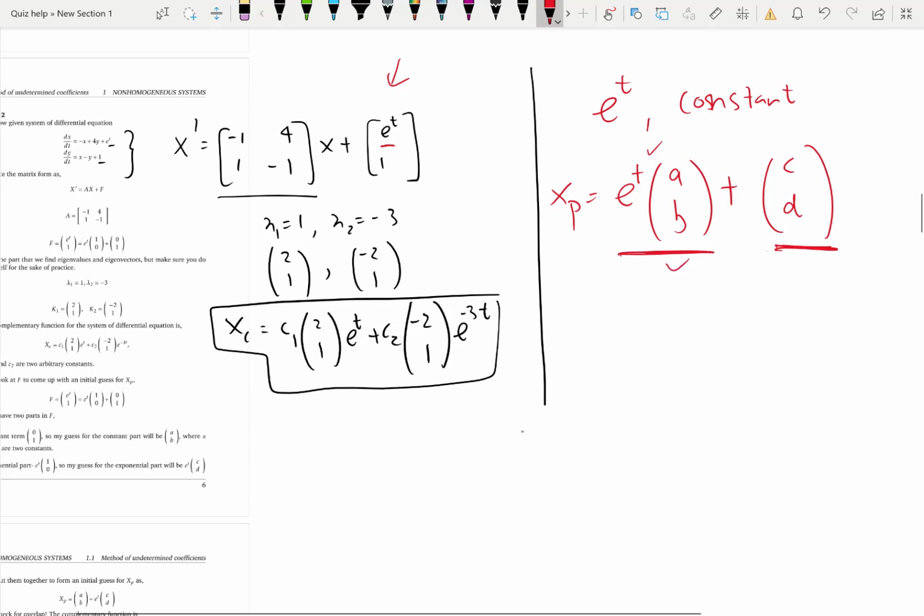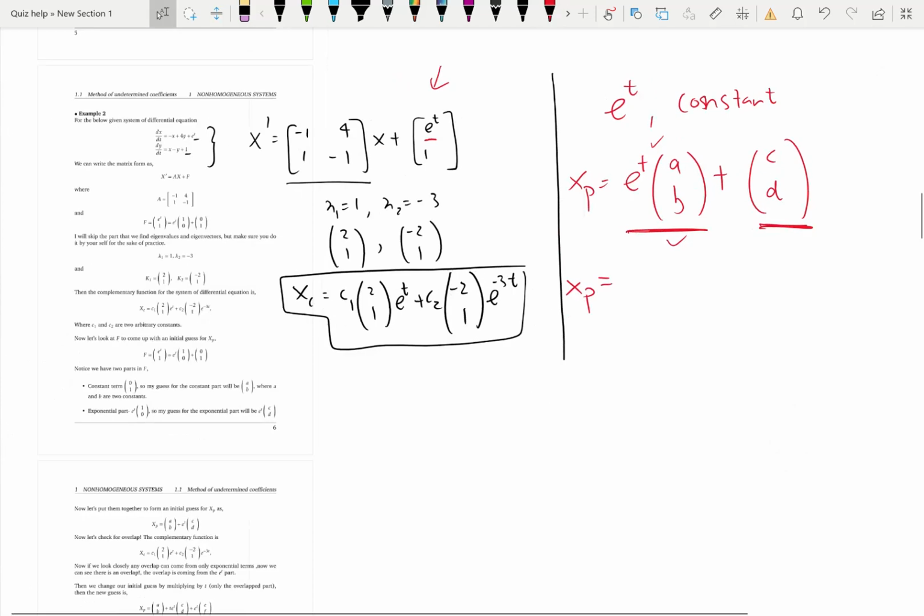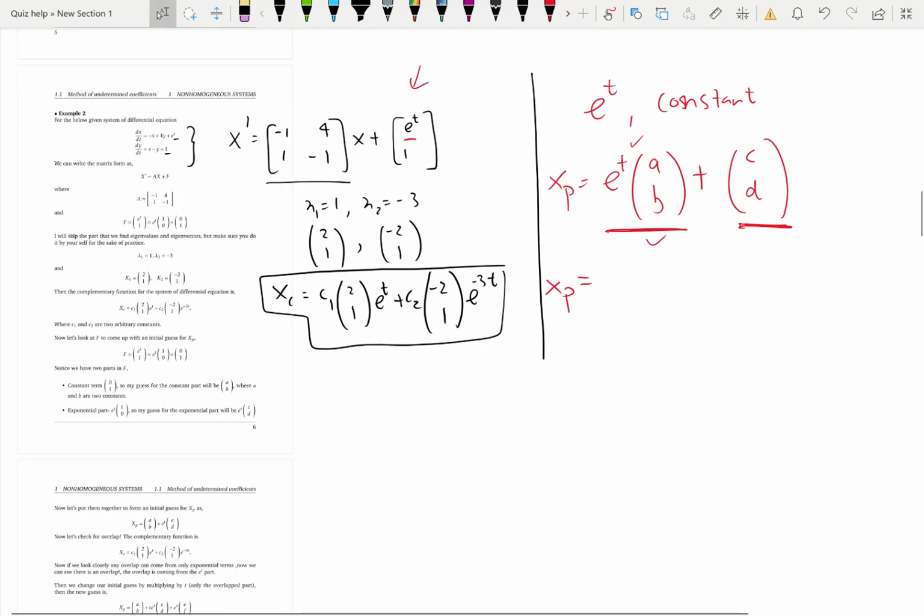Now here's the difference from chapter 4. When you have overlap, what did we do in chapter 4? We multiplied the part that was affected, or the offended part. That is the word that I use, right? So we multiplied the offended part by x, because x was the independent variable in chapter 4. But here, what is the independent variable in this chapter? t. So we do the same, but with one little difference.